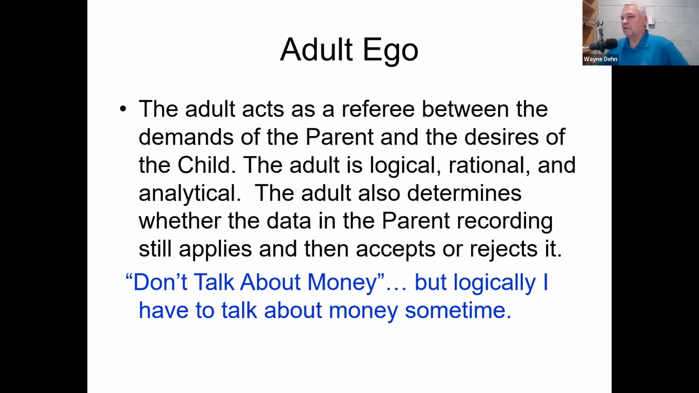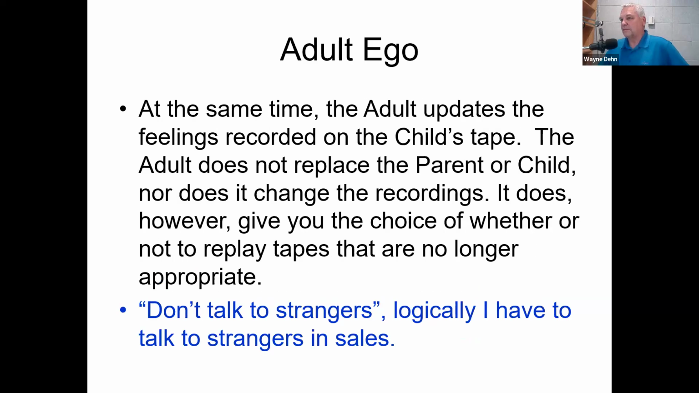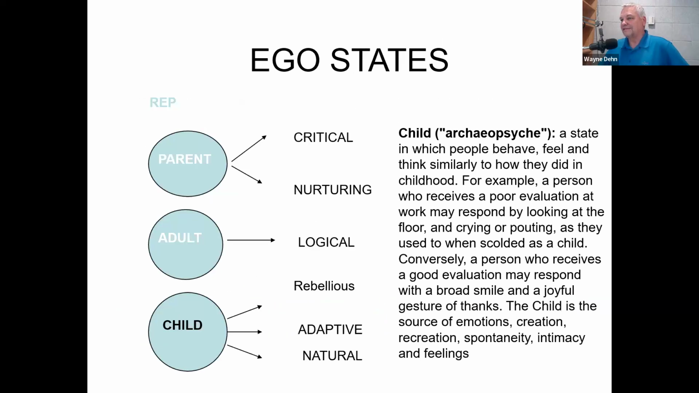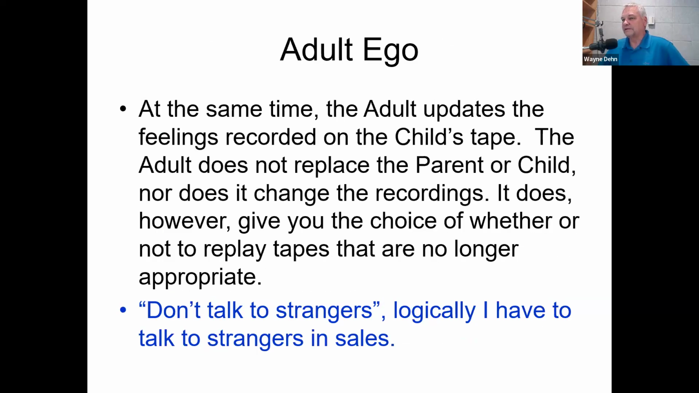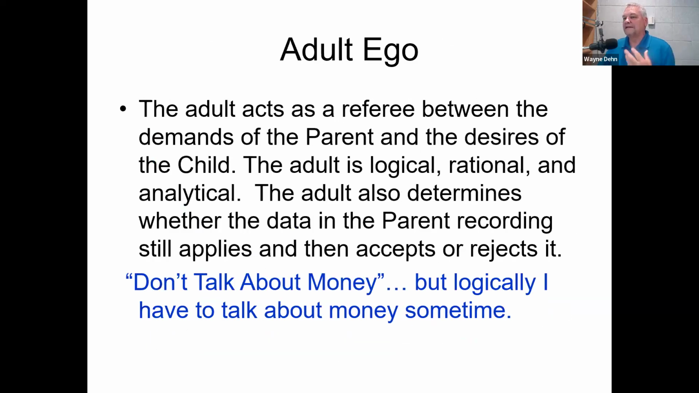I want you to understand that the adult in us acts as a kind of referee between the demands of the parent and the statements we get from the child. So again, "don't talk about money" might be what you heard from your parents, but logically, if you're in sales, you have to talk about money. So you see how it acts as the referee between what you might have learned from your parents and what you have to do now later in life.